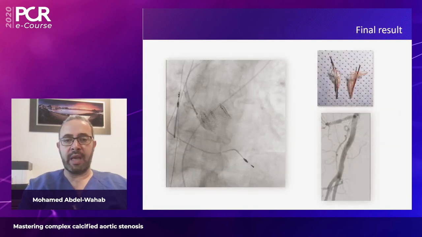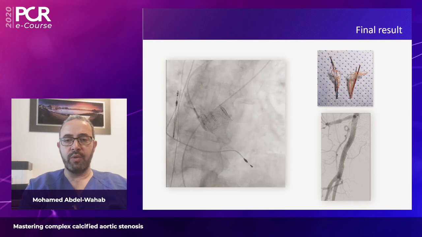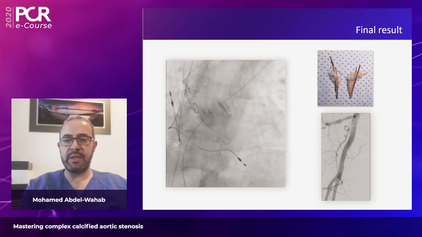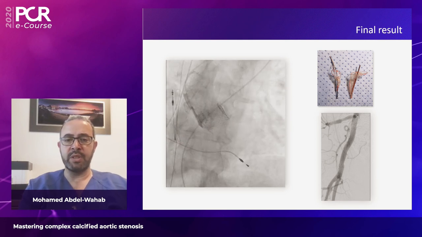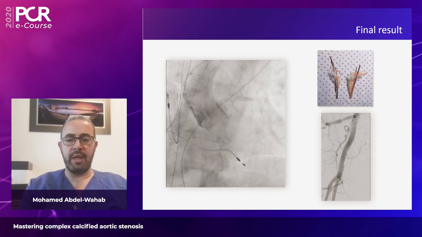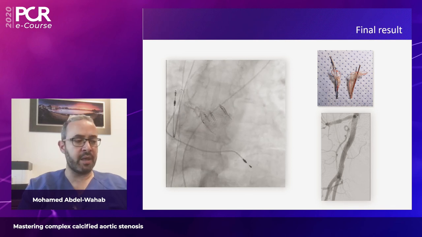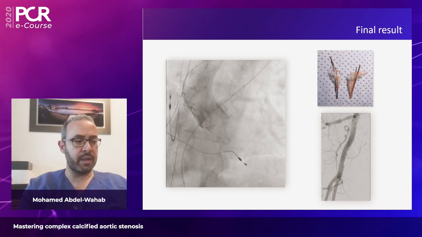This is how the valve looked like after final release. It's a good position, actually a very nice expansion with only minimal regurgitation. You can see here that we caught something in the filters, which was examined afterwards, but it turned out to be fibrin-rich material with some lymphocytes, and it was not calcium. And closure of the access site was a routine thing.